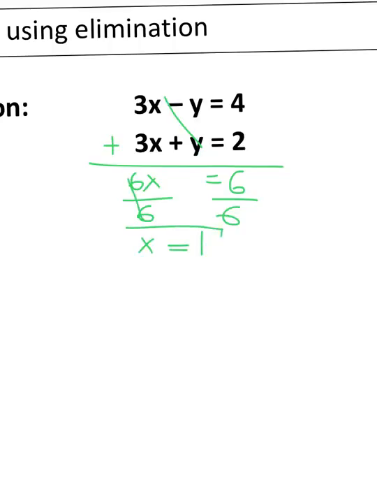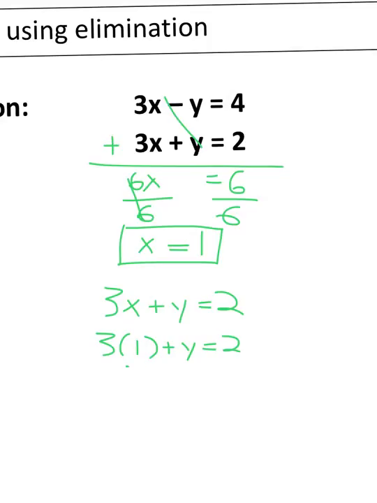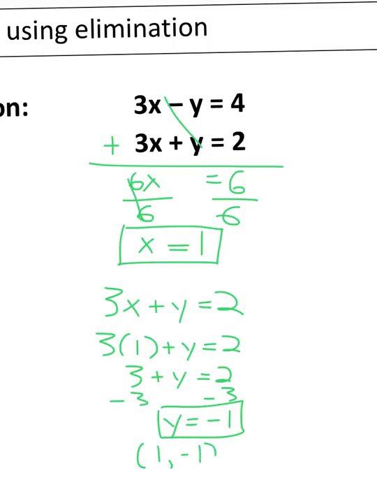Now that I have one of my variables, I'm going to use that and substitute that into one of my equations. And I'm going to use the second one. So I'm going to do 3x plus y equals 2. Substitute for x. 3 parentheses 1 plus y equals 2. 3 times 1 is 3 plus y equals 2. Subtract 3 from the left, subtract 3 from the right, y equals negative 1. So my ordered pair is going to be 1, negative 1.